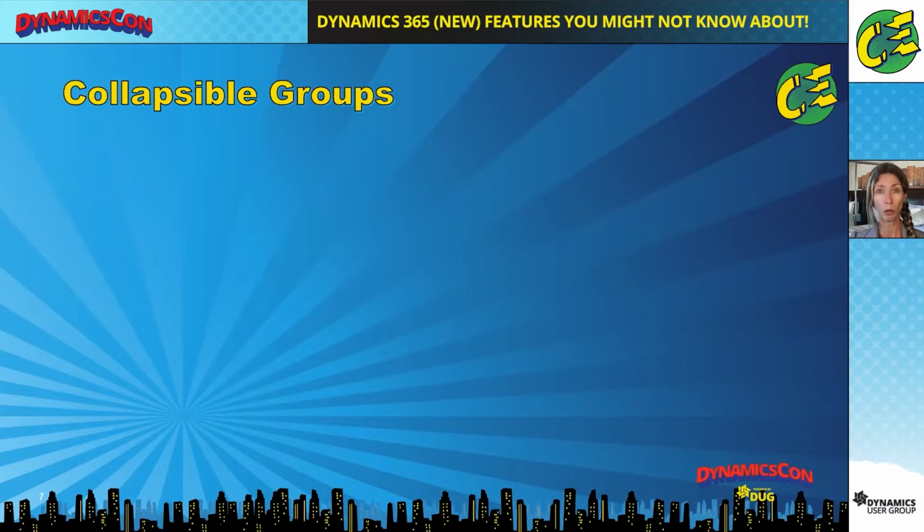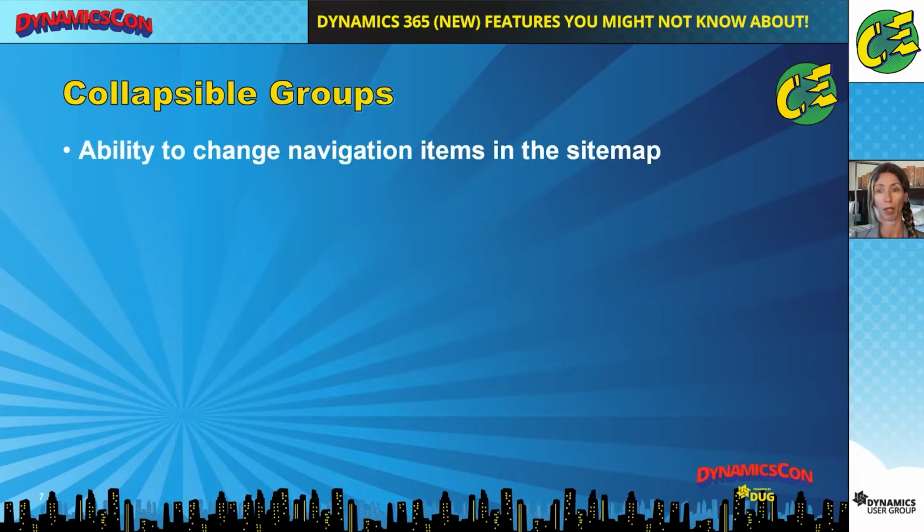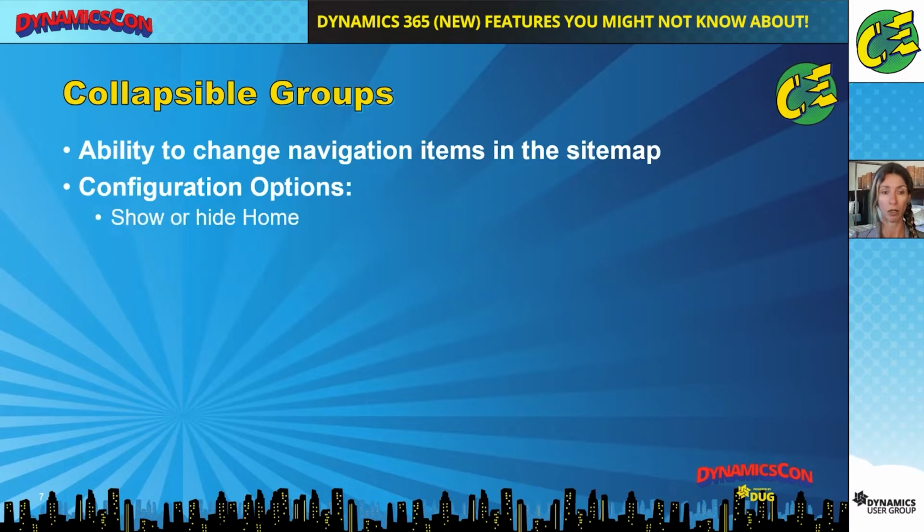Now, when we're accessing this app designer, I'll show you that in a second in the demo as well, we can now also configure collapsible groups. And those are really our ability to change some of the navigation items in the sitemap. Now, we also have the ability to do that currently in the legacy designer, but what we can do with these is collapse some of those areas for us to navigate to.